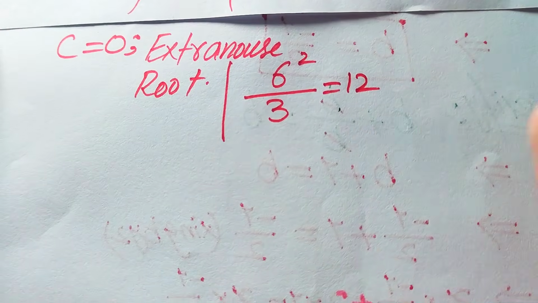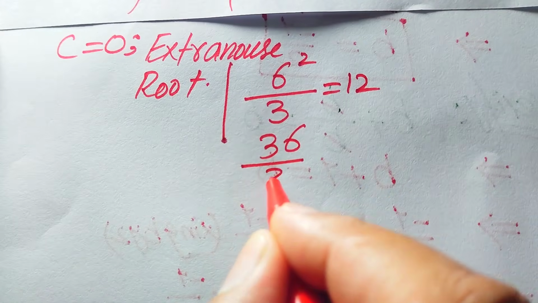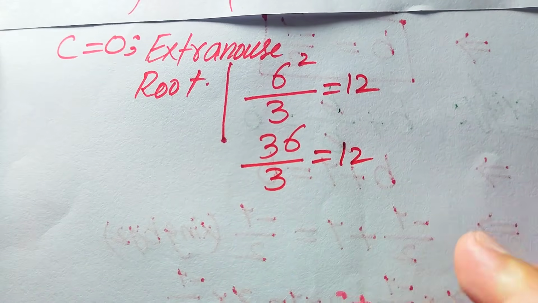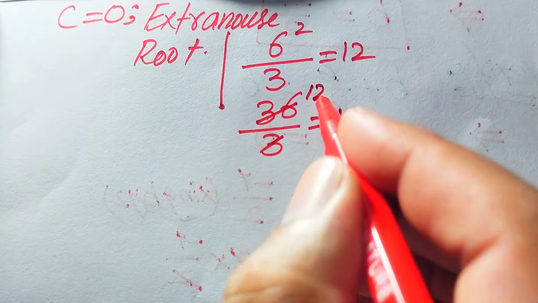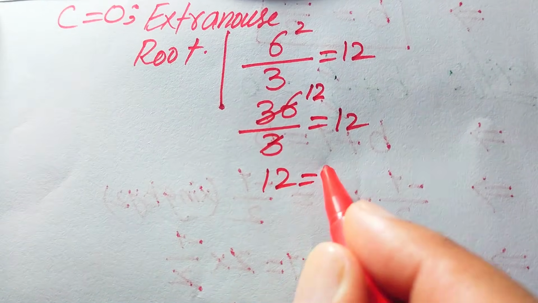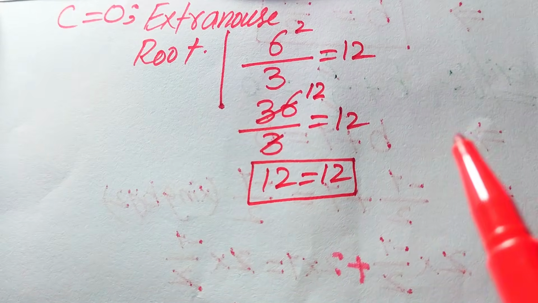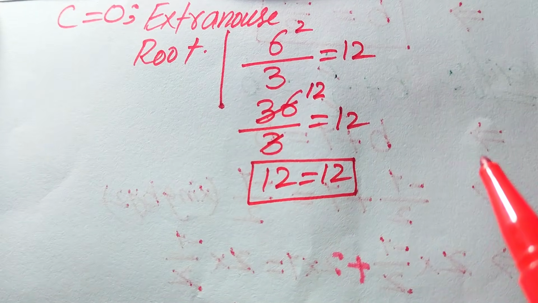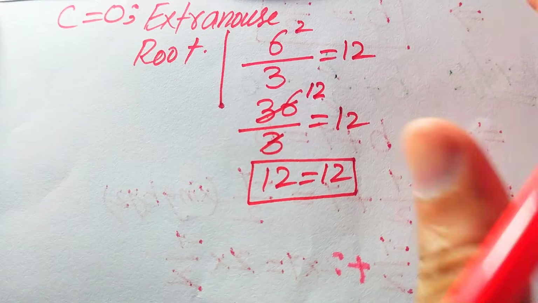Now in the next step, 6 square becomes 36 divided by 3 equals 12. When we cancel these terms, 3 times 12 becomes 36, so we easily get 12 equals 12. This shows that both sides are equal. It means that the value c equals 6 satisfies our given question statement.